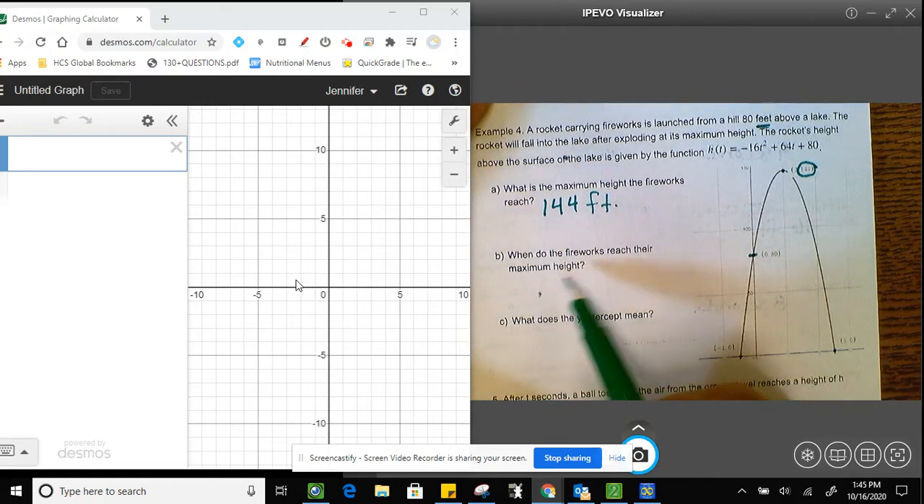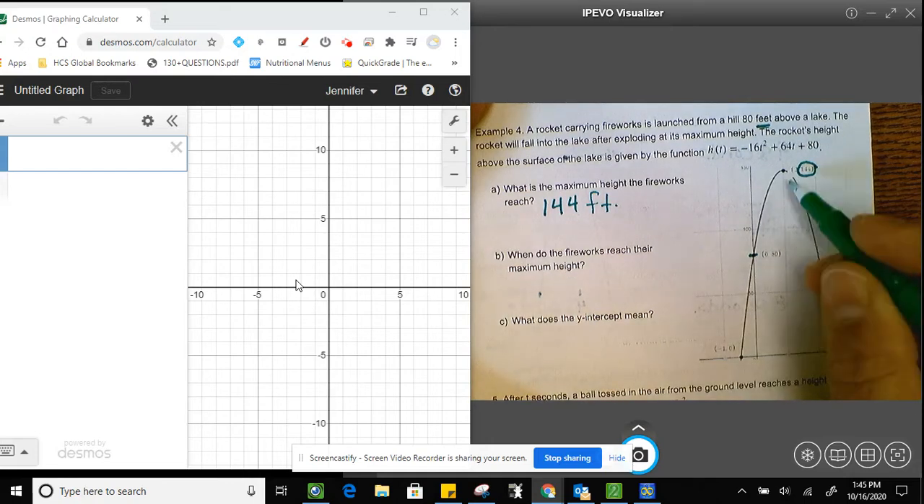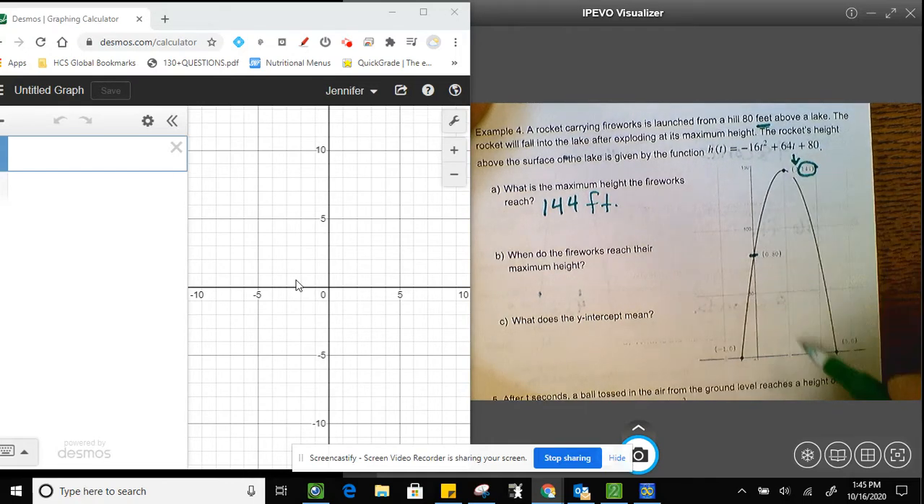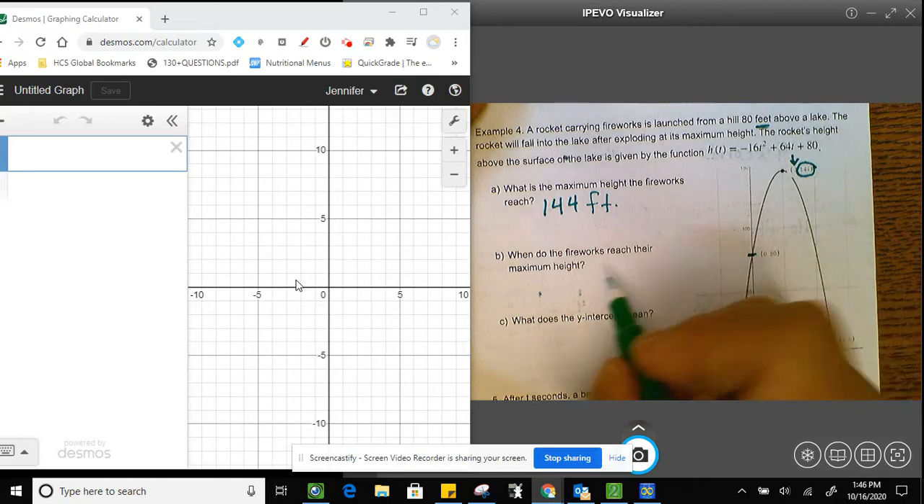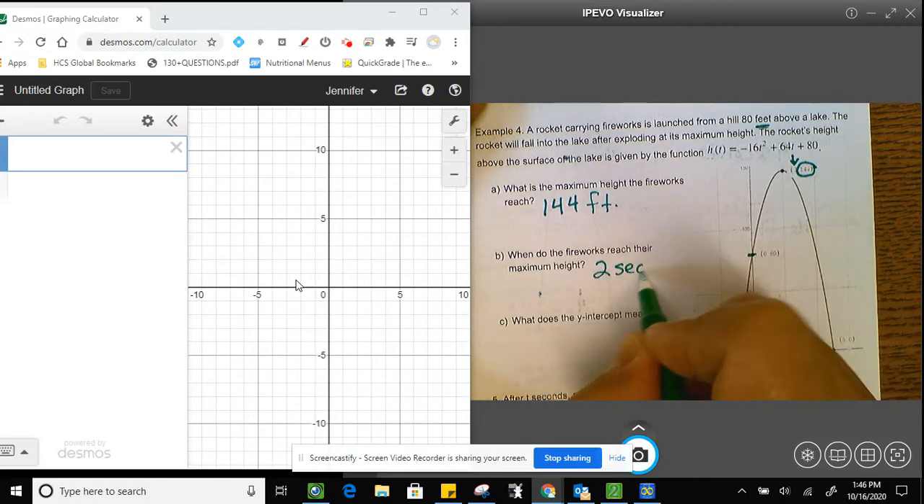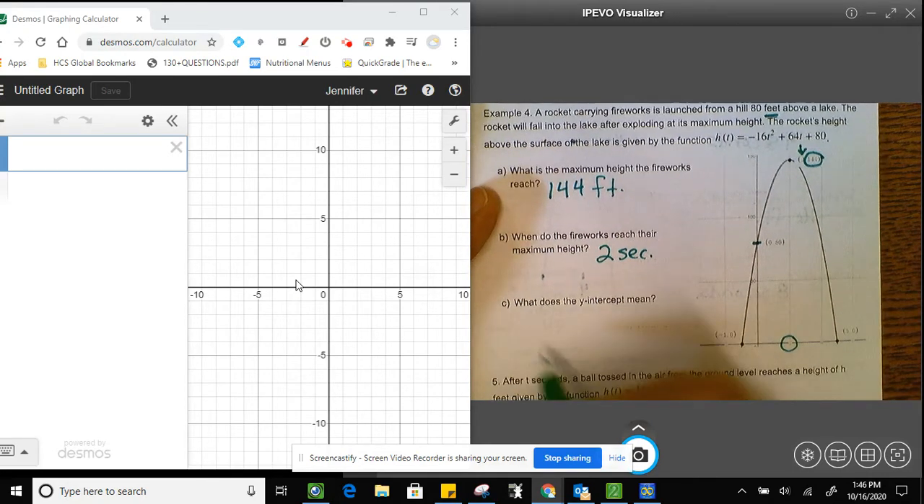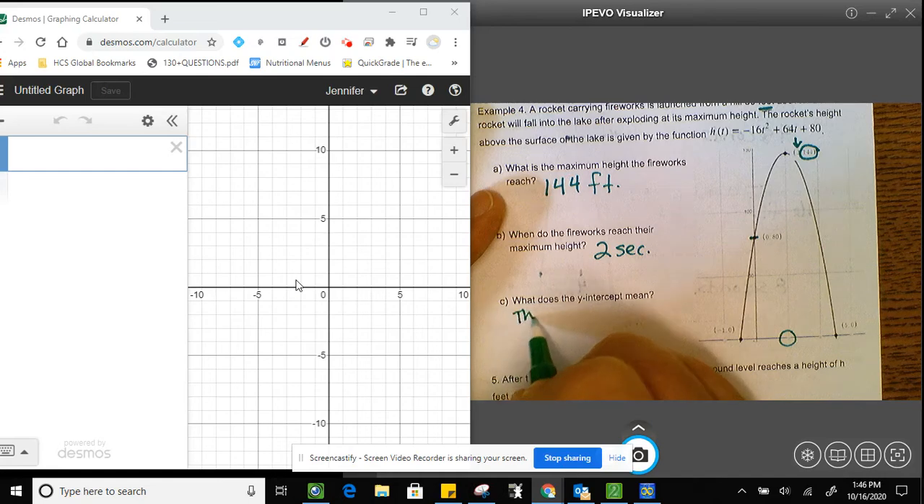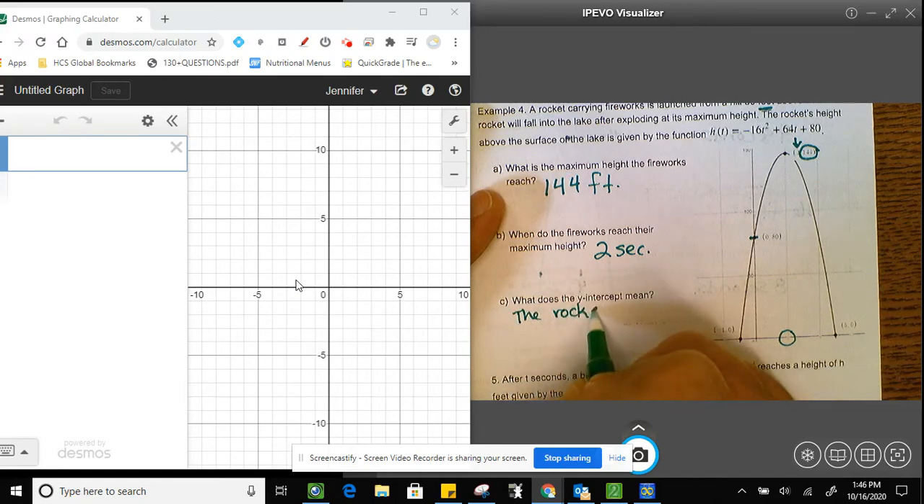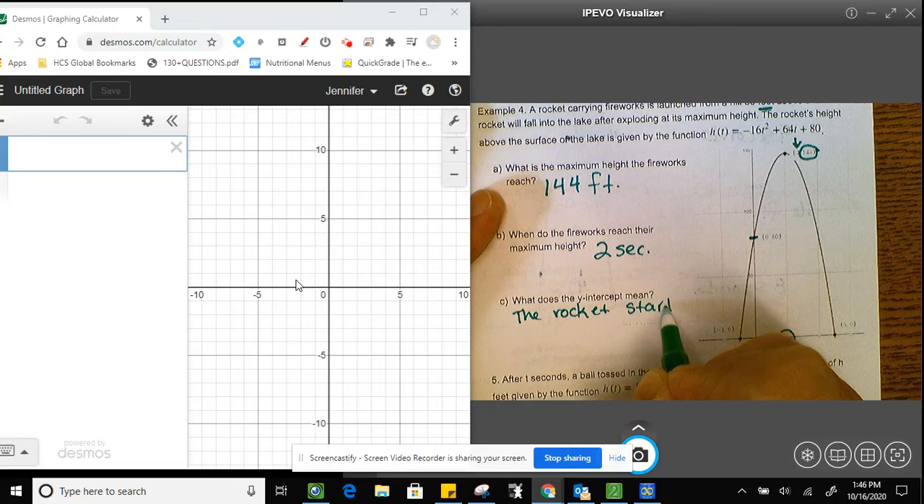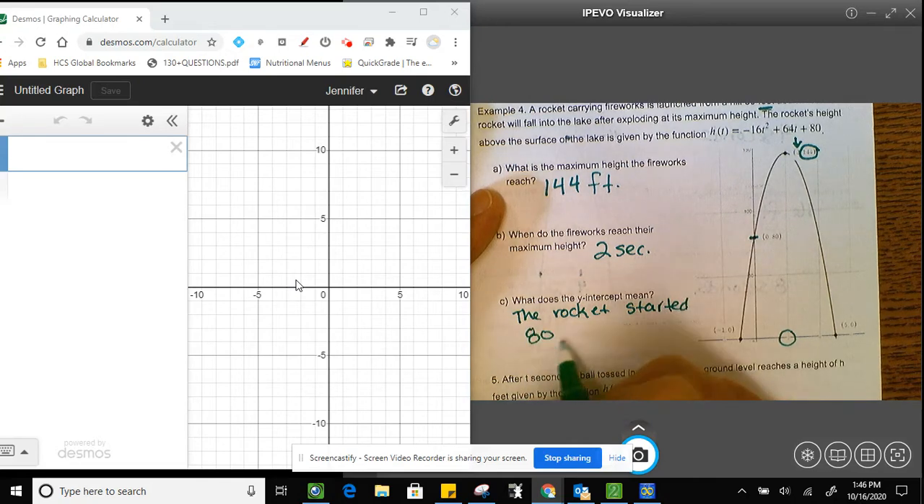When do the fireworks reach their maximum height? Well, that would be our X value here at 2 seconds. I'm going to say seconds because it doesn't say in the problem. What does the y-intercept mean? Well, we just talked about that. The y-intercept means that the rocket started 80 feet off the ground.